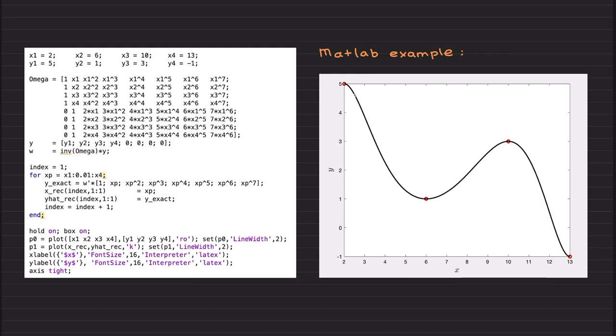Basically, here y not only passes through this point, but also y prime is 0. Here y prime at this point is 0, y prime is also 0, and likewise at the last point as well.